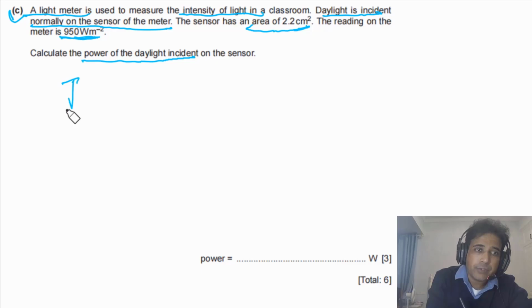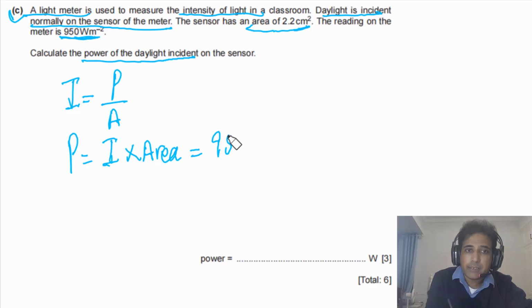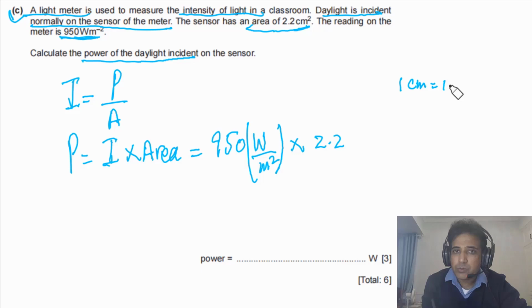Intensity is equal to power over area. We need to find power, so power will be equal to intensity times area. The value of intensity is given to us, that is 950 watts per square meter, and area is given to us in centimeter square. So 1 centimeter is equal to 10 to the minus 2 meters, and 1 centimeter square will be the square of this, which is 10 to the minus 4 meter square.